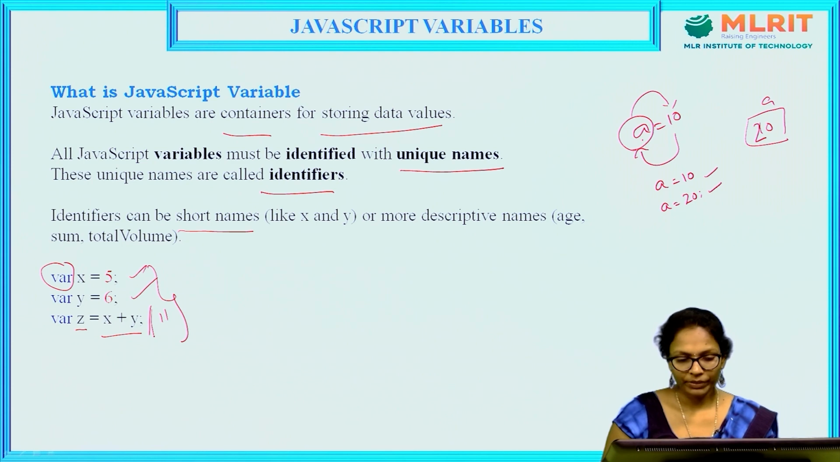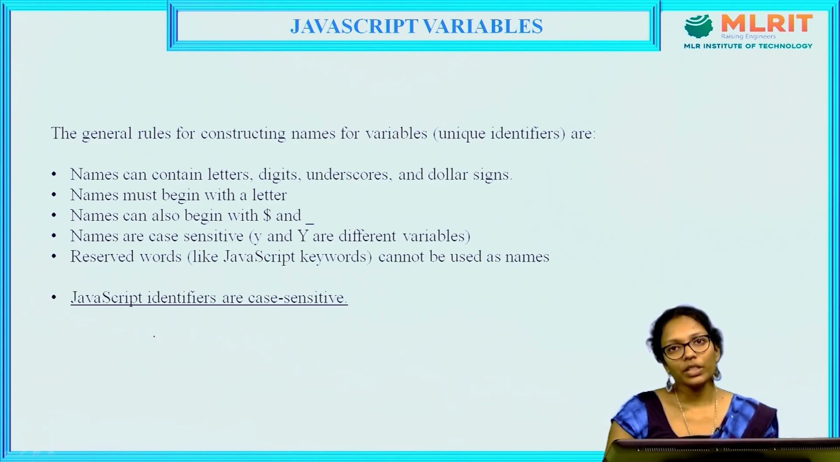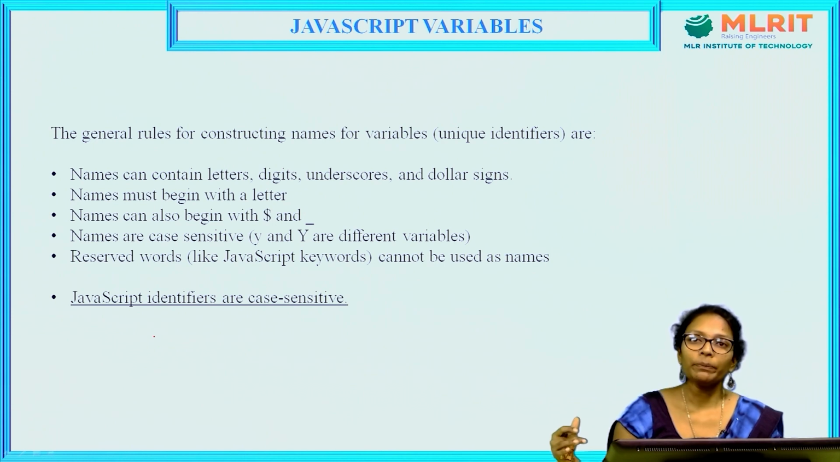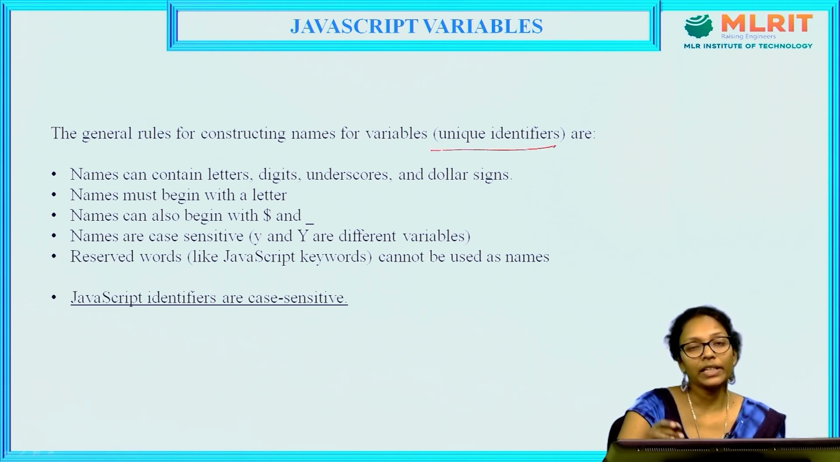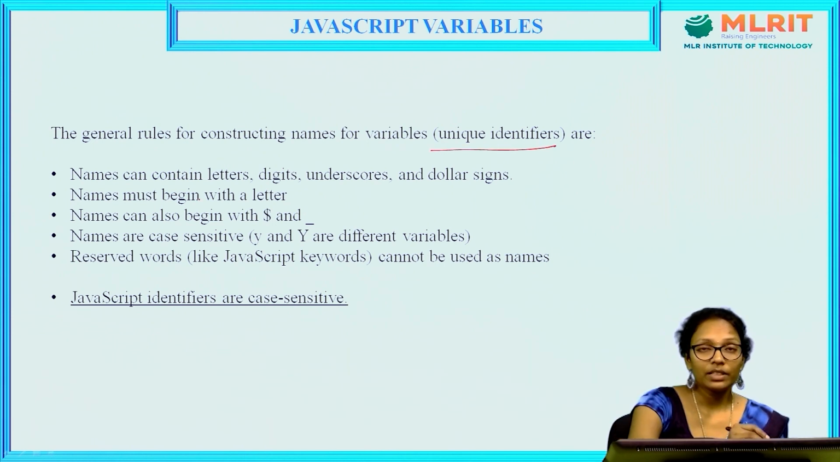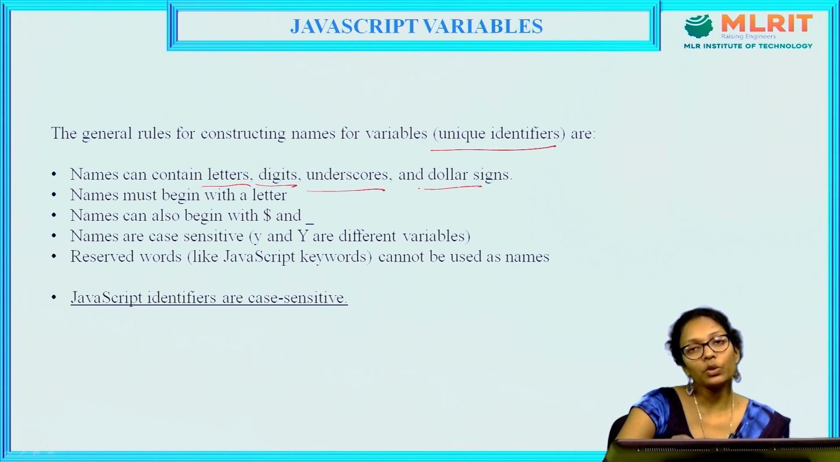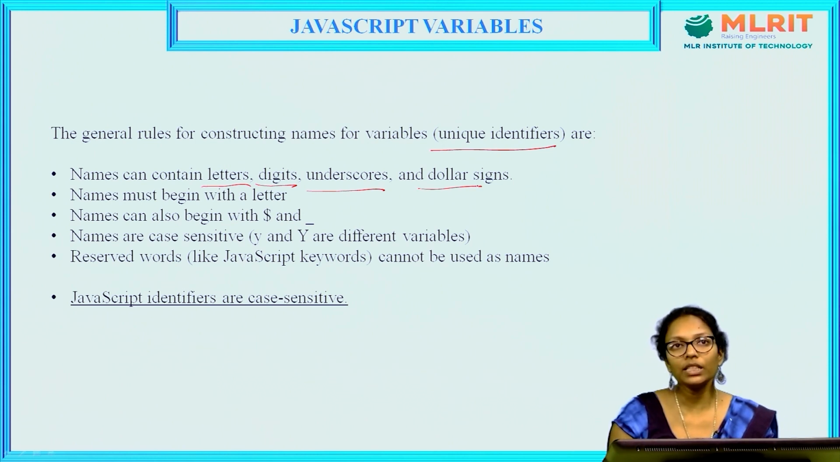We have some set of rules to define a variable name. Just like previous programming languages such as C or Java, for every language there are some rules to define variable names or identifier names, and these should be unique. So a unique identifier should be maintained. The variable names may contain letters, digits, underscores, and also a dollar symbol in JavaScript.